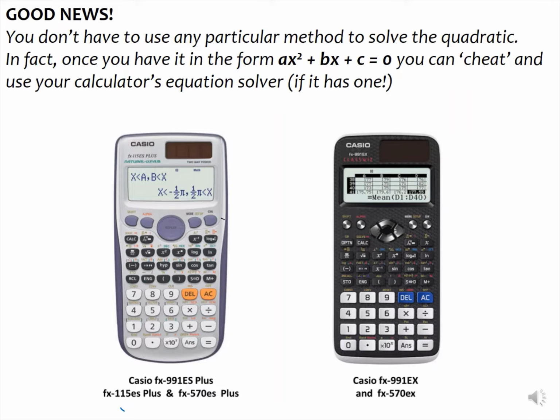That's what I did for the previous slide. I didn't need to use minus b plus or minus the square root of and so on, and just used the quadratic solver. That's all you need to worry about.